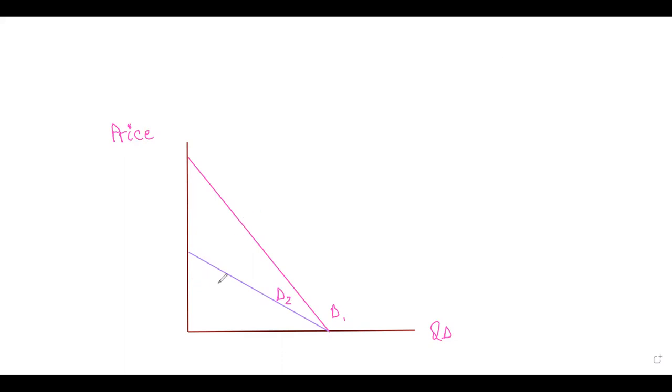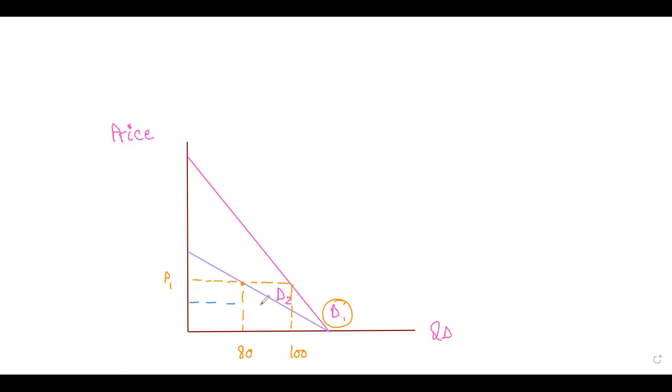Think about this. If I choose any price level, let's say this is the price level P1. Originally, the demand at this price level P1 for the D1 demand curve was, let's say, 100. At this price there used to be 100 journeys per month, per week, whatever. But now at this price level, with the inward shift in the demand curve, the quantity of journeys has reduced.